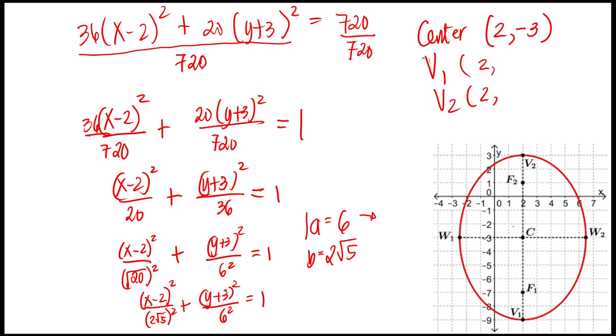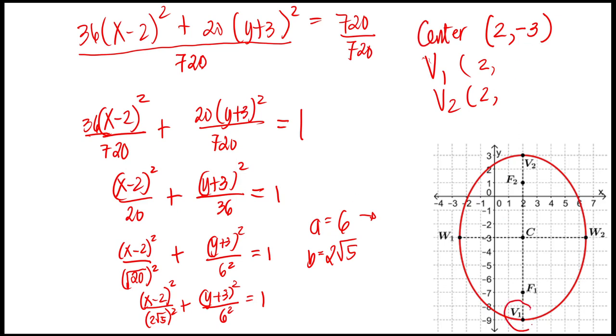Bakit? Kasi po patayo po yung ellipse natin, yung vertex natin ay nasa major axis natin, yung dulo nun ay vertex. So yung vertex ay nasa semi-major, nasa major axis. Yung vertex ay kalinya ni C, so parehas sila ng x. At dahil patayo, y lang yung mababago. So saan tayo magdadagdag, bawas? Dito sa center. Negative 3 yung center natin.